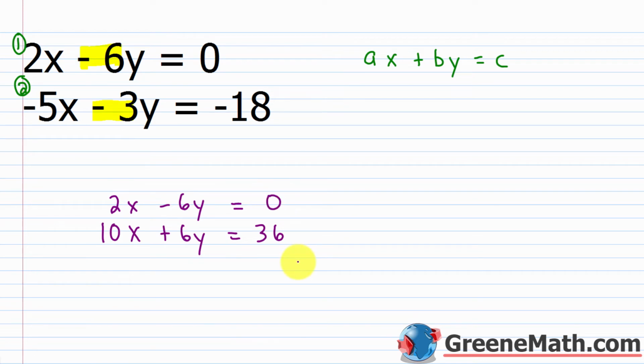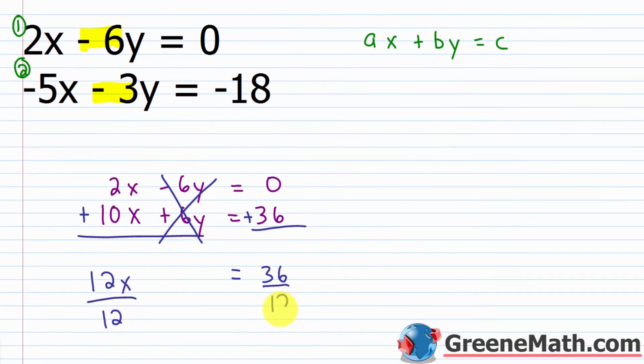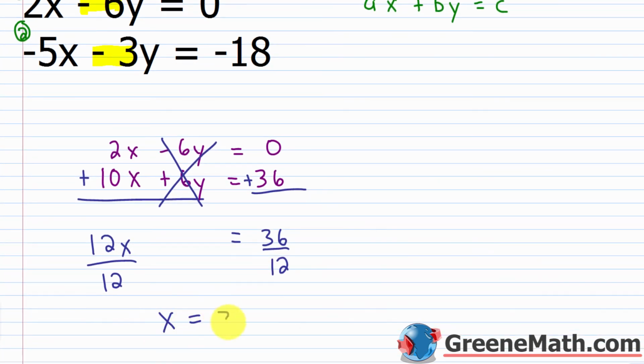So now we're at our step where we can add the left sides together, set this equal to the sum of the right sides. So we're going to add here, add here. So 2x plus 10x is 12x. Negative 6y plus 6y is 0y, or just 0. This will be eliminated. 0 plus 36 is 36. So you get 12x equals 36. Of course, you can divide both sides by 12, and you'll get x is equal to 3.